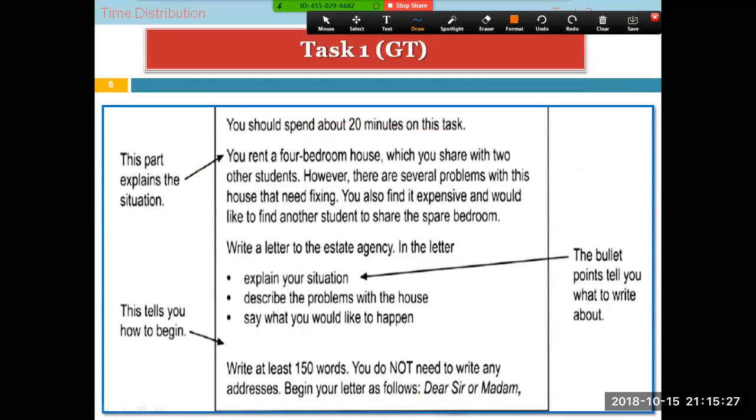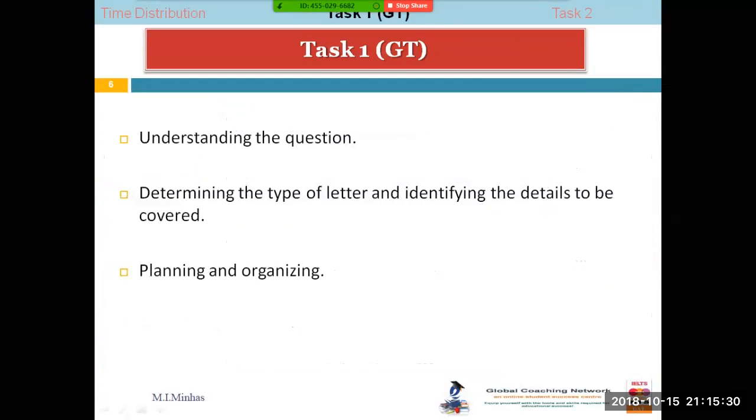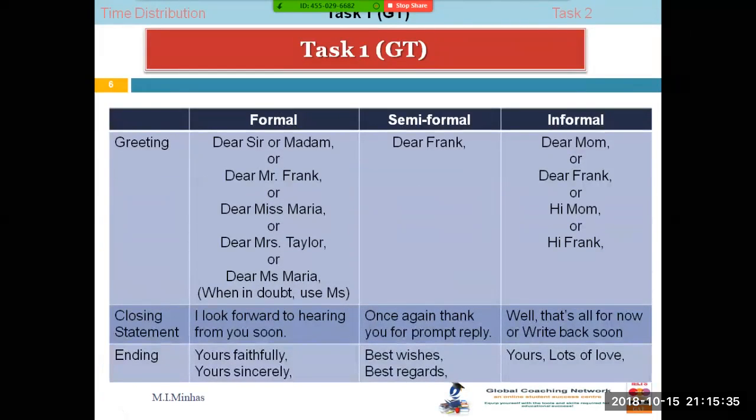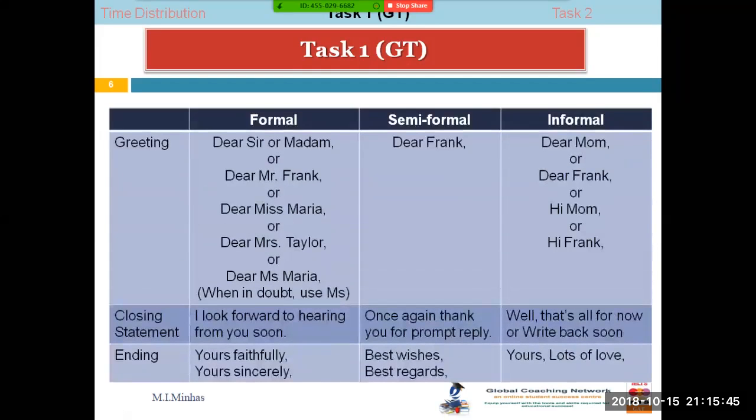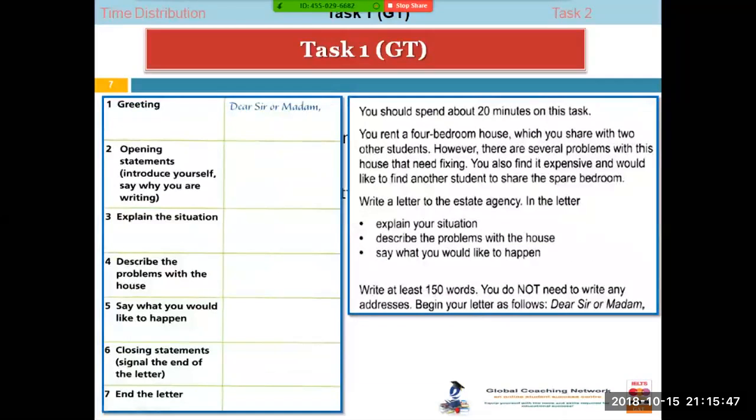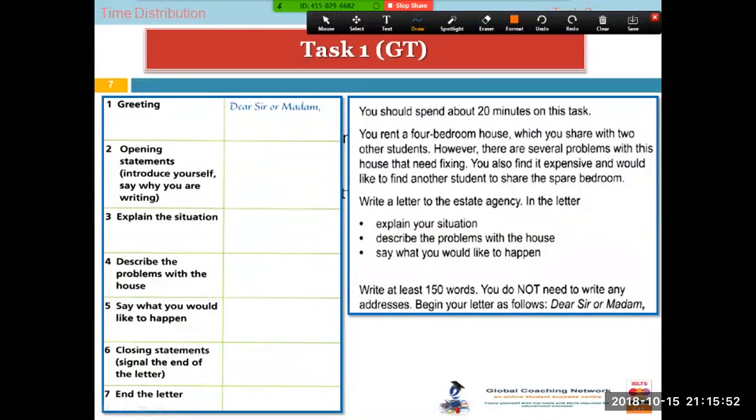All right. So now let's move forward and start our planning, because we have seen the question, we have determined the type of letter, and now we are going to see what details we have to cover, and then accordingly we are going to plan and organize. Let's say here's a plan. Although we don't make that kind of formal plan, like making a table, we don't have that much time. But just to make you understand different parts of the letter, this plan has been made in a tabular form.